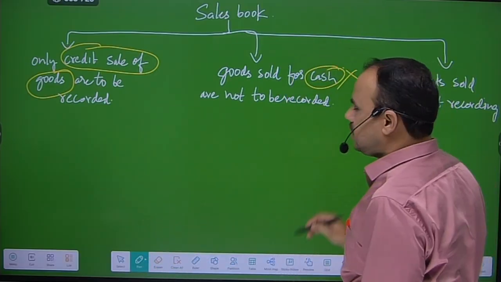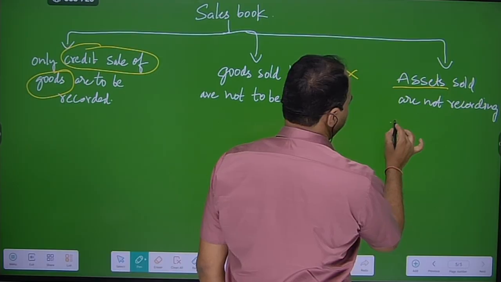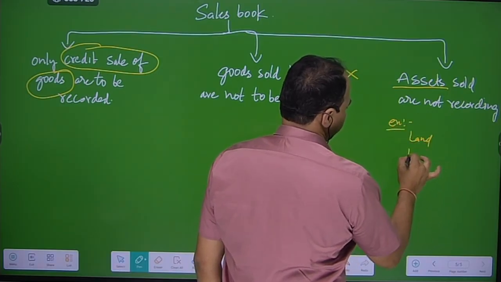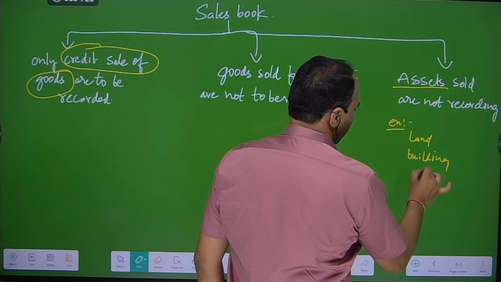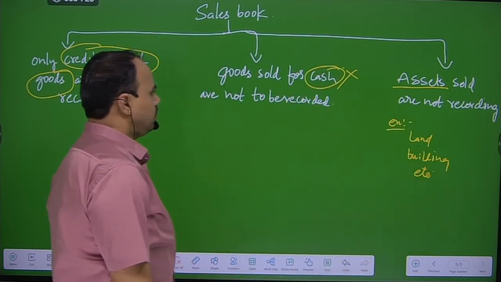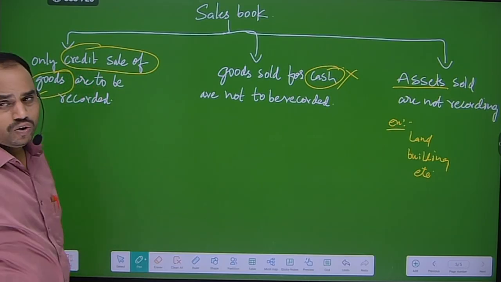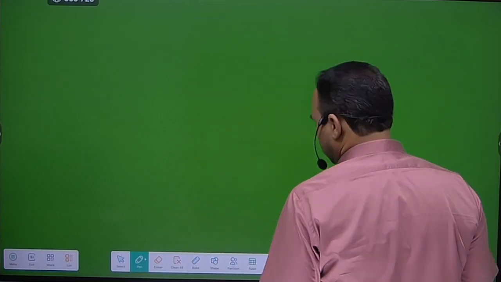And assets sold are also not recorded. Assets, as I already told you, are for example land, building, etc. Whenever you sell assets we will not record. So what do we have to sell? We have to sell goods, and that too on credit, then only we will record. Okay, now I will show you the format of the sales book.